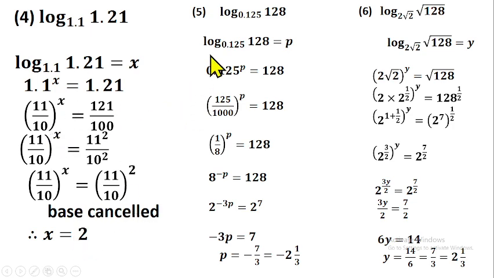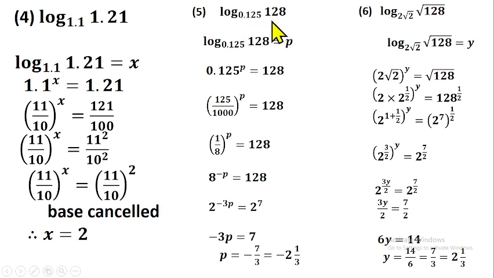If it does, let's look at question number 5. You have to find the logarithm of 128 base 0.125. How many times can we raise 0.125 to get 128? Humanly, it is not possible, but I must tell you it is possible with a calculator or with a computer or with a 4-figure table. But we are still going to use the definition of logarithm to solve this as well.